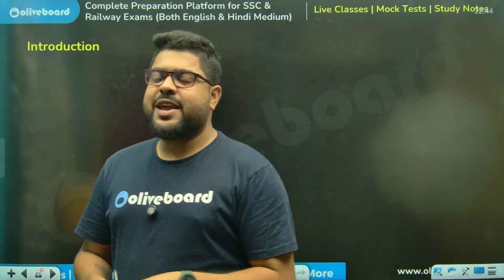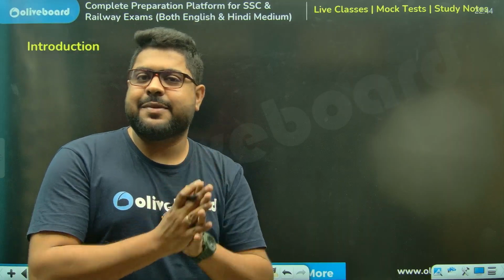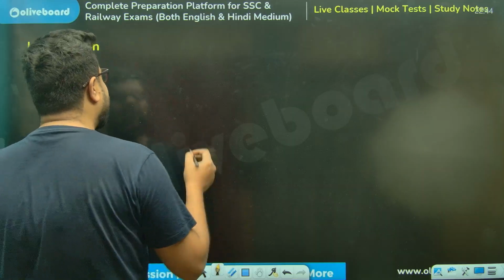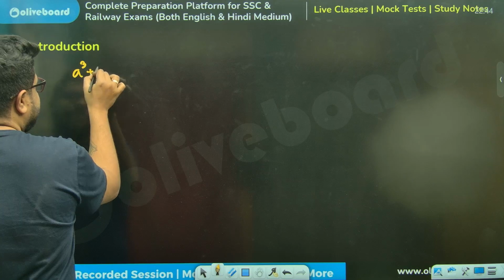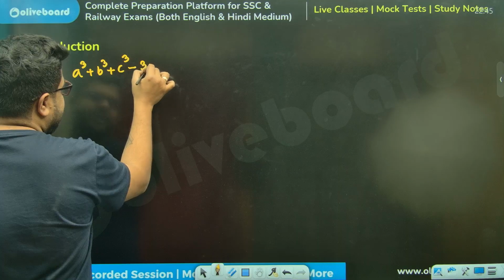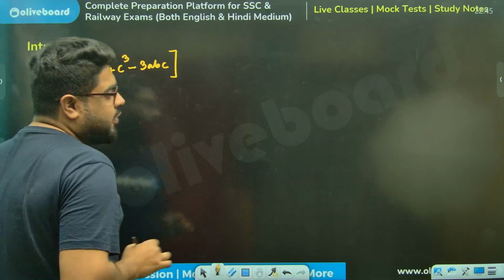So today we are going to learn a certain part of three variable algebra. Which part, sir? The most important part that is there out there, which is the a cube plus b cube plus c cube minus 3abc. So the questions related to this particular formula.